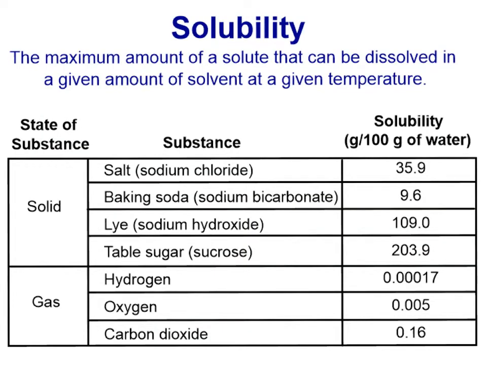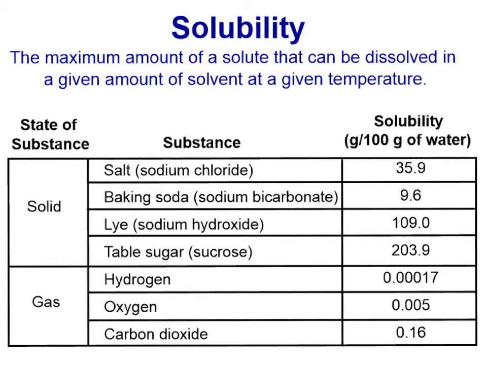So, when we talk about the term solubility, what does that mean? And how is that different from concentration? When we talk about solubility, it is the maximum amount of solute that can be dissolved in a given amount of solvent at a given temperature. So if we try to dissolve more and more solute in a solvent, at some point it will reach its maximum and it can't hold any more.